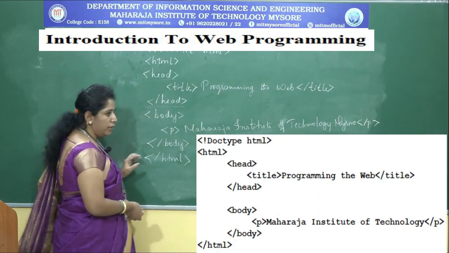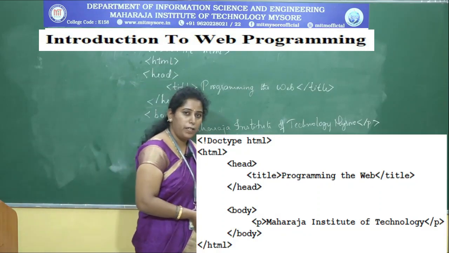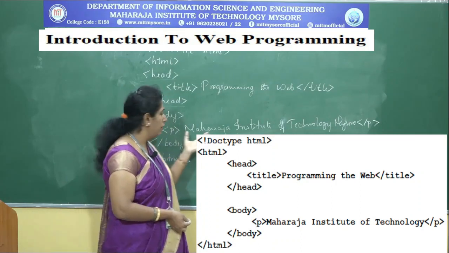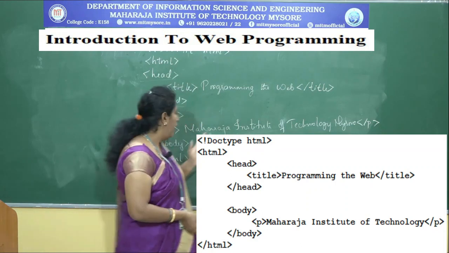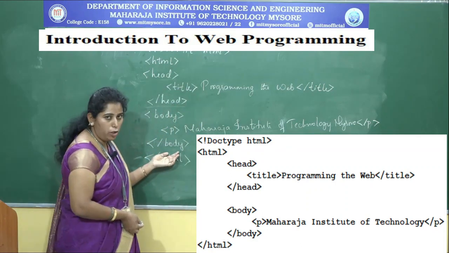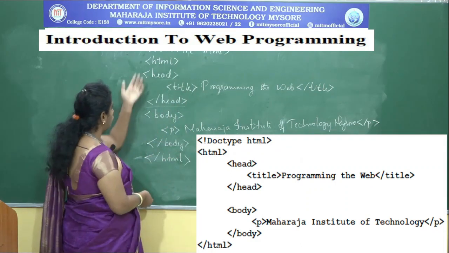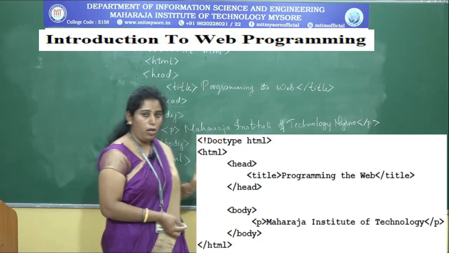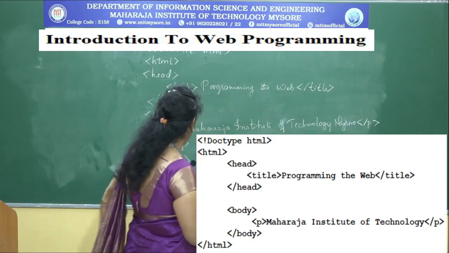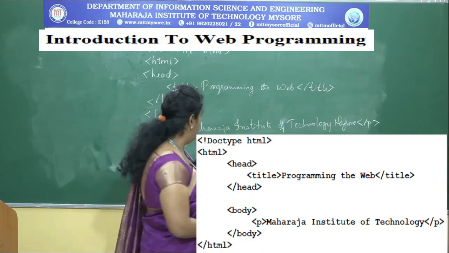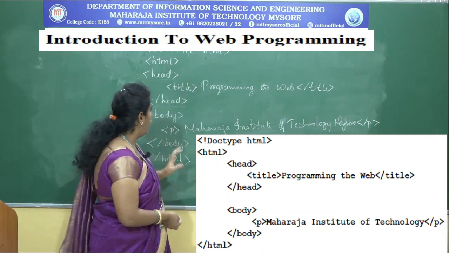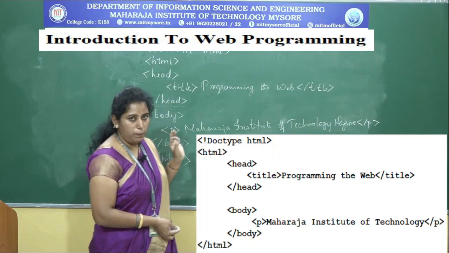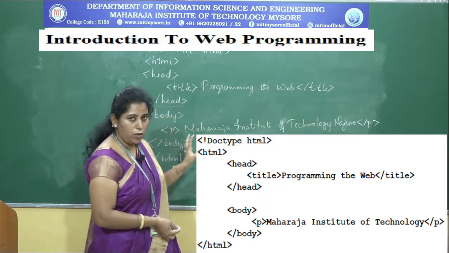After that, if you want to print a few more statements, you can open a paragraph tag and give the content. After that, you have to close the body part. Finally, close the root tag, that is HTML. So, this is how a simple HTML program can be written. Once you execute this program, how will the output look? I will talk about that.